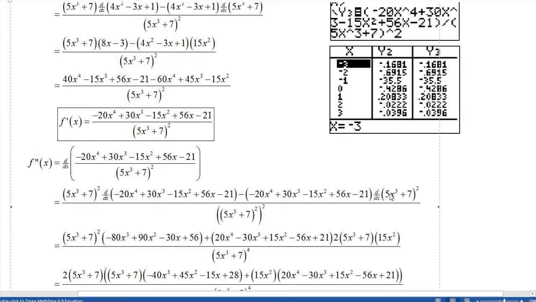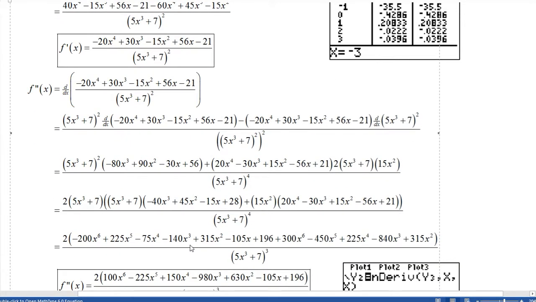Okay, did everybody follow that? So I did a substitution. Let u be 5x cubed plus 7, and this becomes a power function with the chain rule. Alright, now what we're going to try to do now is do some factoring.